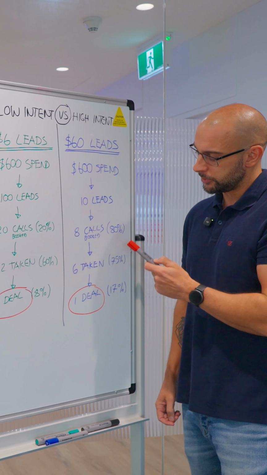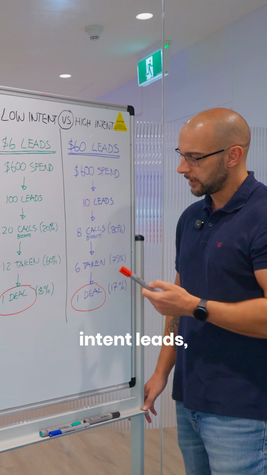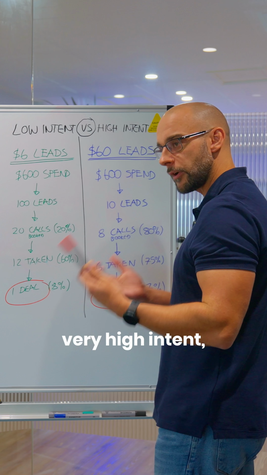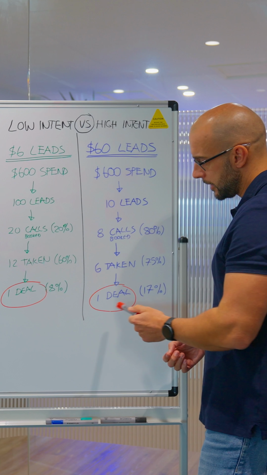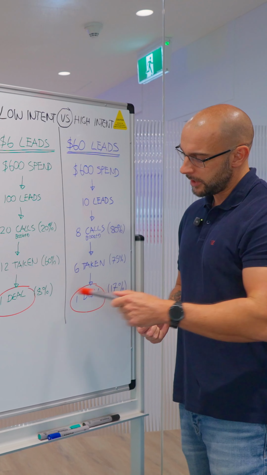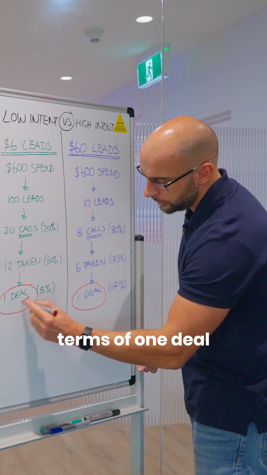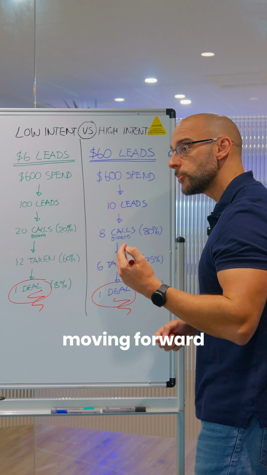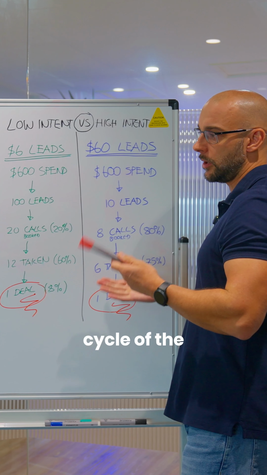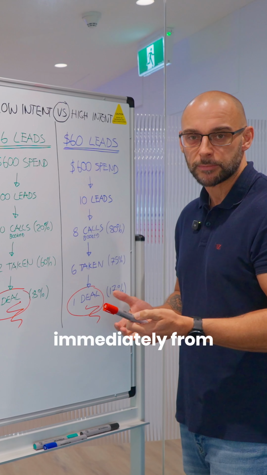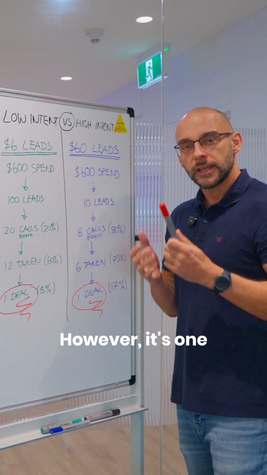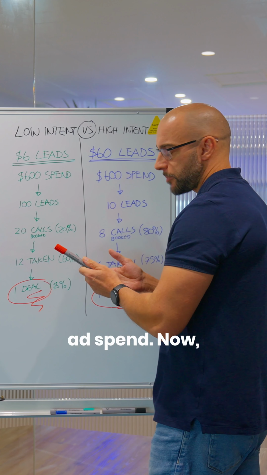10 leads, 8 calls booked at a very high percentage because they're very high intent leads, 80%. 6 calls taken at a pretty high show up rate, again, they're very high intent, 75% show up rate, and then a much higher close rate in terms of an initial deal closed. Now, it's the exact same outcome in terms of one deal immediately moving forward from your paid ads efforts. Now, obviously, due to the cash flow cycle of the mortgage business, you're not going to see that cash in your bank immediately from that deal, whether it be commission or trail. However, it's one deal moving forward from that ad spend.